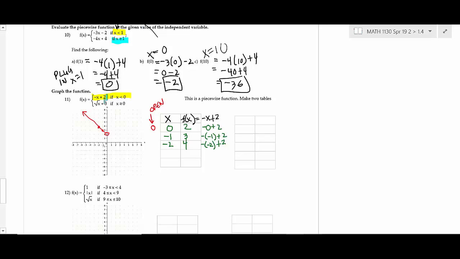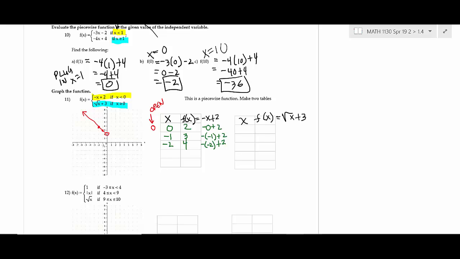All right, now the next piece is this. We're going to do exactly the same thing and make another table of values. This time it's going to be f of x equals square root of x plus 3. Now, look at your inequality: x is greater than or equal to 0. What kind of numbers do I need to choose for x? I need to start with 0, right?